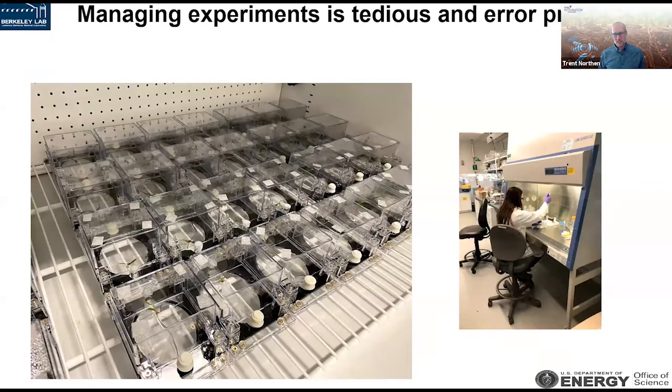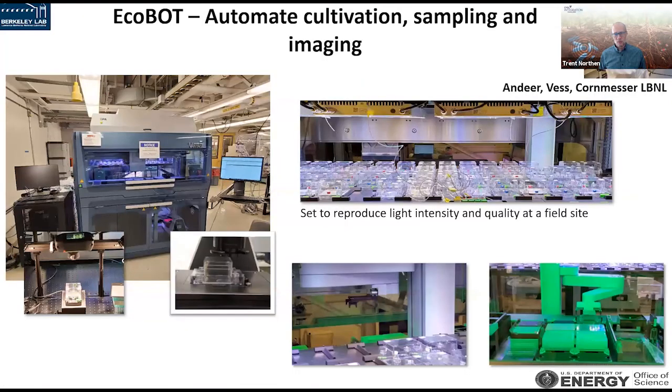And one of the challenges now is that to process 50 EcoFABs, for example, takes many, many hours for somebody by hand, and that increases the chances of error. So Peter Andeer, Tom Vess, and LT Kornmusser have been developing what we're calling the EcoBot.